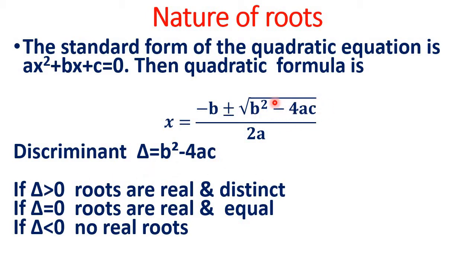Here the value of b square minus 4ac, either it may be greater than 0 or equal to 0 or less than 0. If the value of delta, means b square minus 4ac, is greater than 0, the roots are real and distinct. If the value of delta is equal to 0, then the roots are real and equal. If the value of delta is less than 0, no real roots. Therefore the roots are called imaginary roots. No real roots. Let us solve some of the problems based on this nature of the quadratic equation.